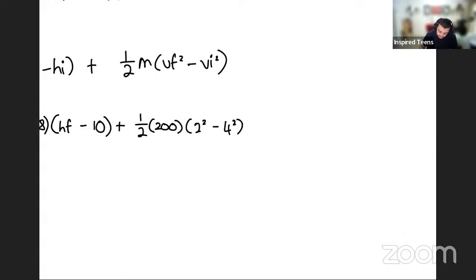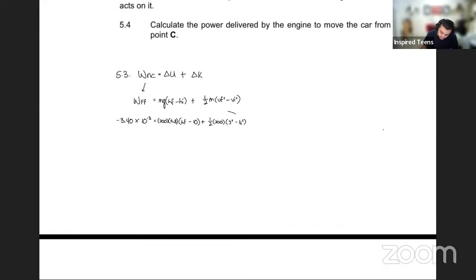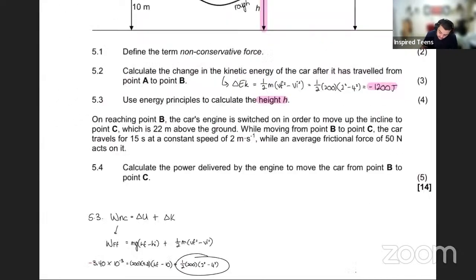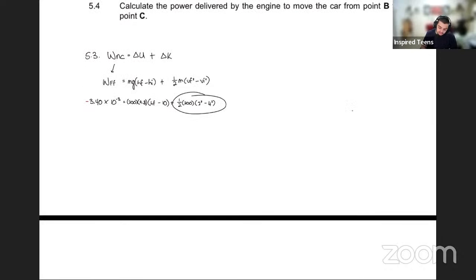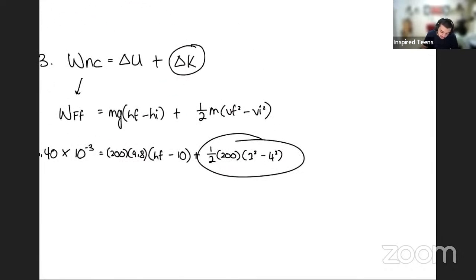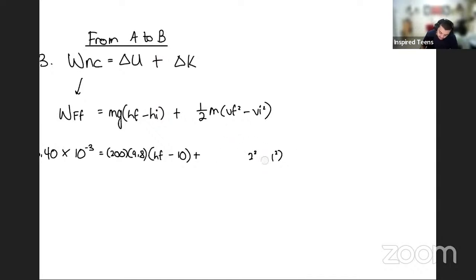Now you might have noticed, maybe not, we already calculated the value of this here. They wanted us to calculate the change in kinetic energy as it travels from point A to B. So keep in mind, this is it here. Remember, this formula, we are working from A to B. So this is a change in kinetic energy from A to B. So we actually didn't even need to open this up. We have the value. It's negative 1,200.